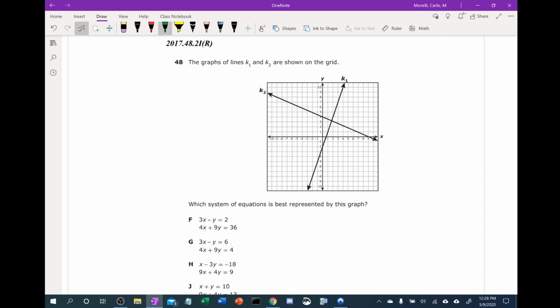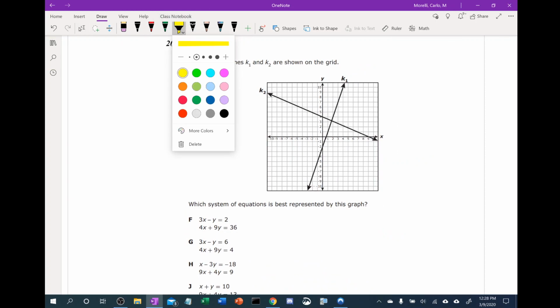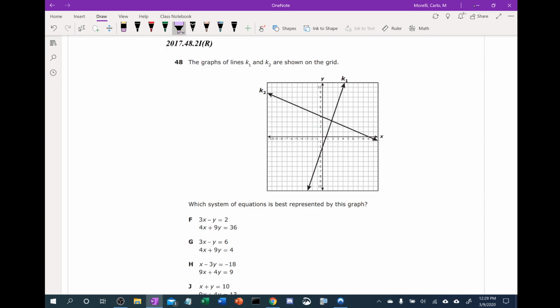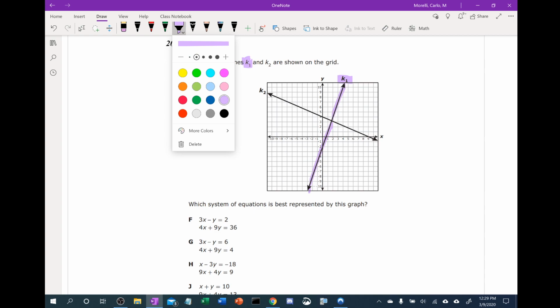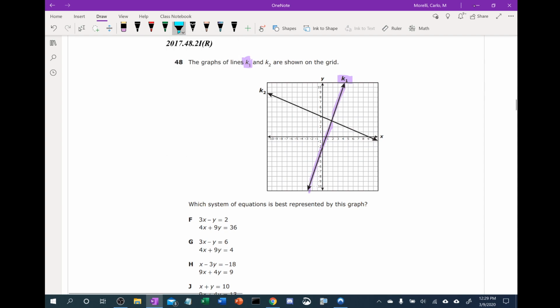So here's what we need to do. I need Caitlin to, well, Caitlin, did you already choose a color today? Okay, let me have Angie choose a color. Purple, like this? Okay, so purple's going to be K1. So K1 is purple. And then let me have Emily choose a color. Blue? Let's do K2 as blue.